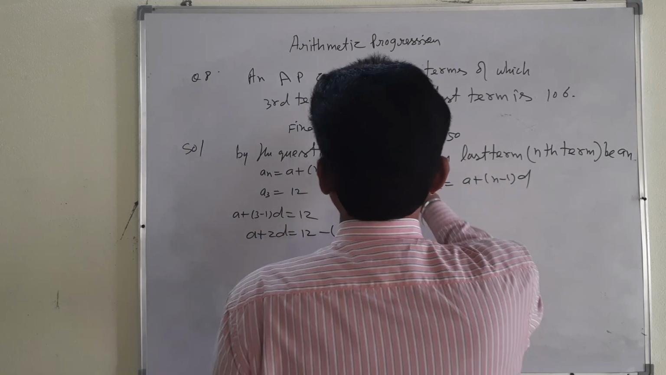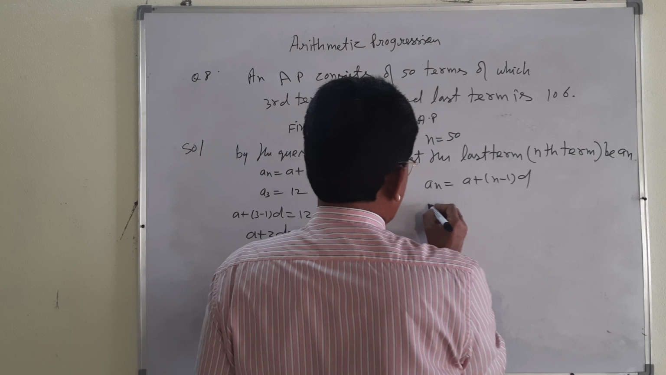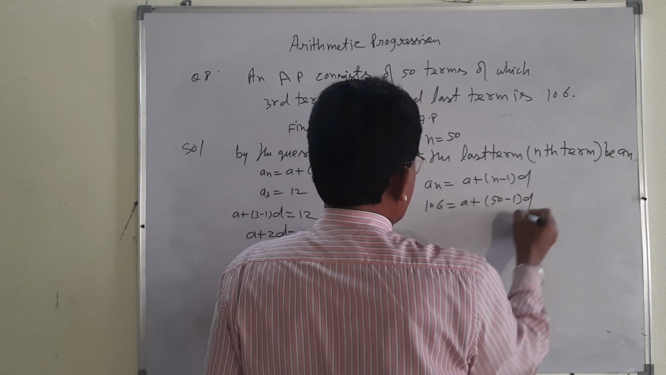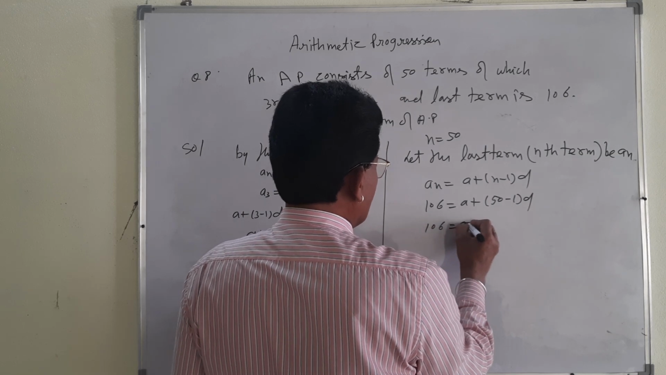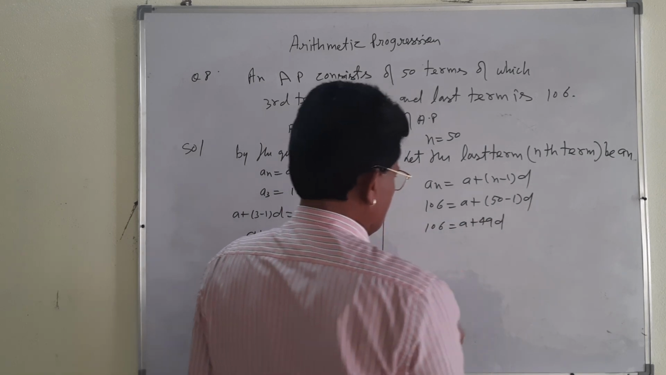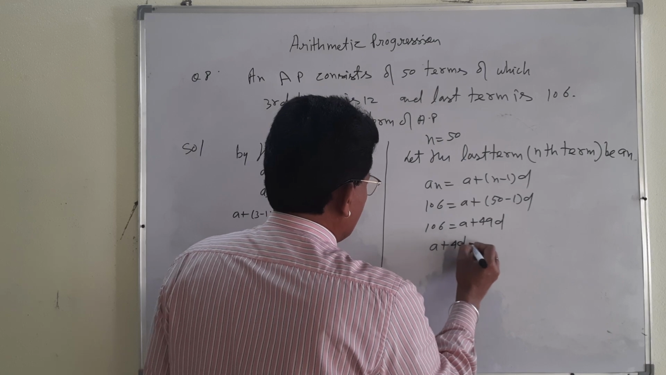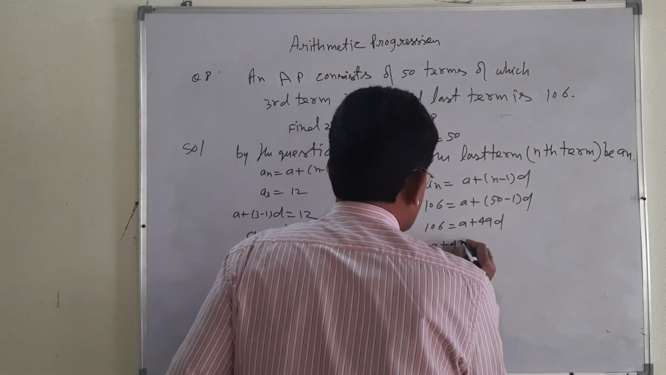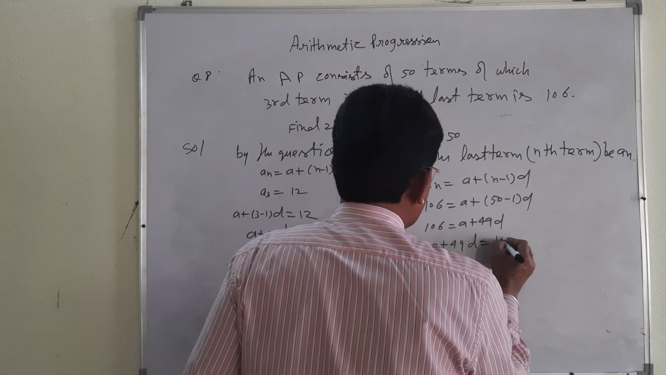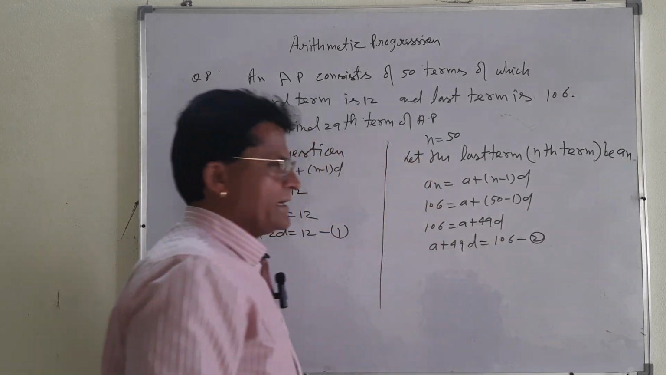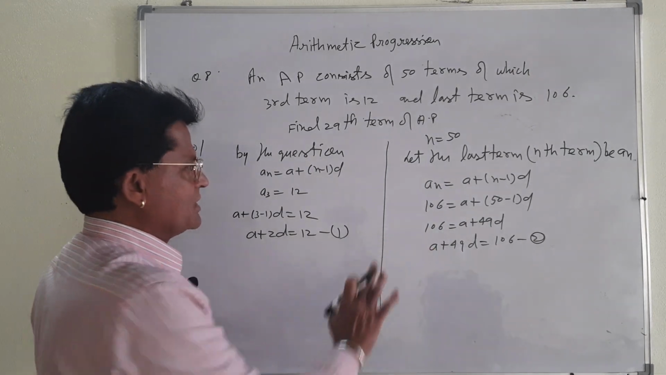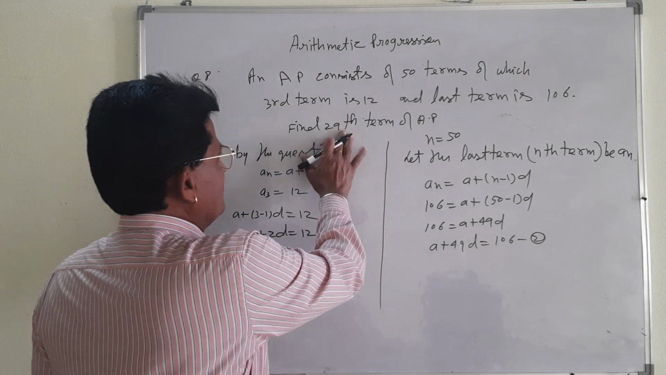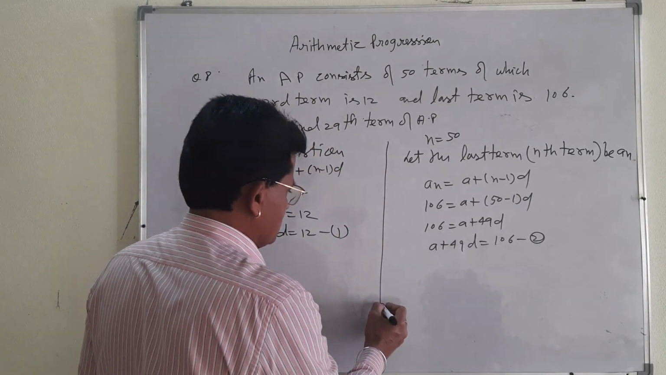When you write an is equal to a plus n minus 1 into d, and the last term is 106, then 106 is equal to a plus 50 minus 1 into d. So 106 is equal to a plus 49d. This is equation 2. My dear student, you solve 1 and 2 and try to get the values of a and d. If you know the values of a and d, then you will find out the 29th term.